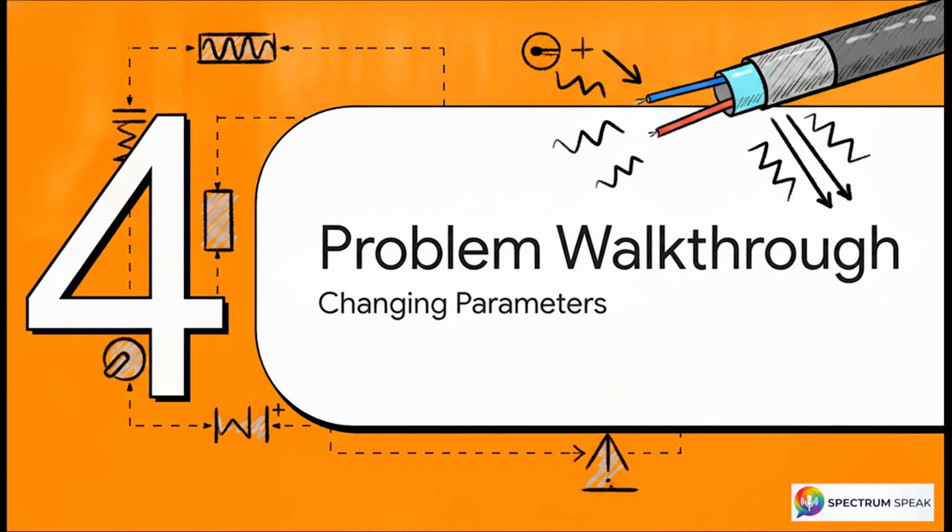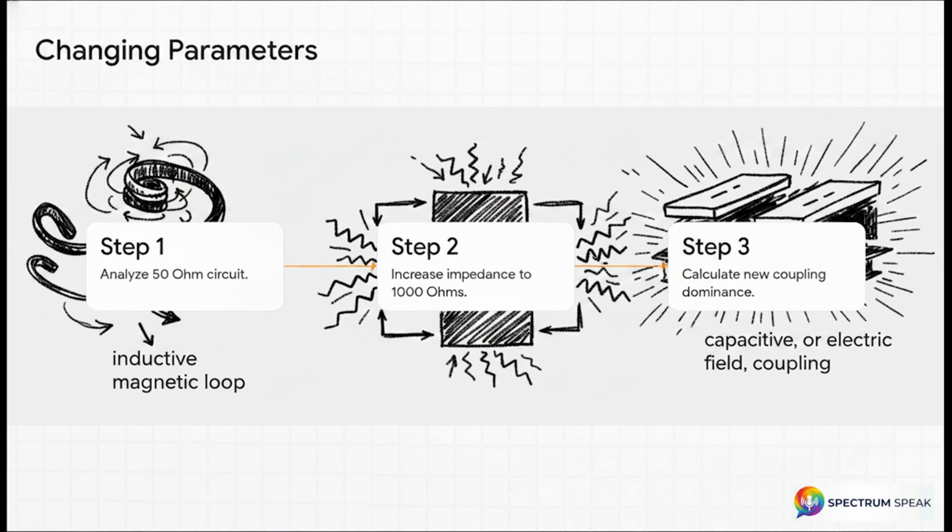Okay, Part 4, Walkthrough, Solving a Problem. Let's walk through a real-world design problem step by step. Step 1. We just analyzed a low-impedance 50-ohm circuit where the pigtail acted as an inductive magnetic loop, right? Well, step 2, what if we're designing a higher impedance sensor circuit? Let's say we increase the termination impedance of our shielded conductor from 50 ohms up to 1,000 ohms.